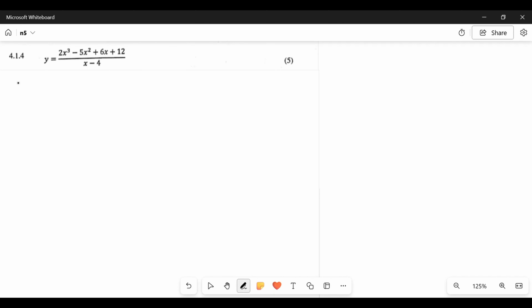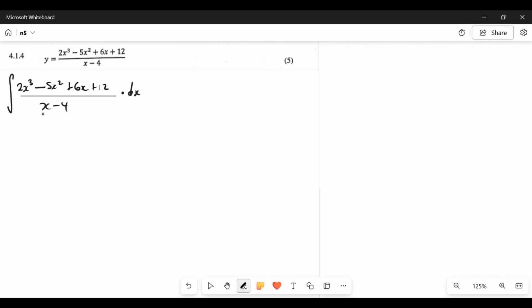Alright guys, here is our 4.1.4. As you can see, we have a fraction here. This is an integration of algebraic fractions. Unfortunately, this one is going to need us to use the long division method. Before we do that, let's write it on the screen. We put the integral sign, and we have 2x to the power of 3 minus 5x squared plus 6x plus 12, all divided by x minus 4. Let us not forget it is multiplied by dx.